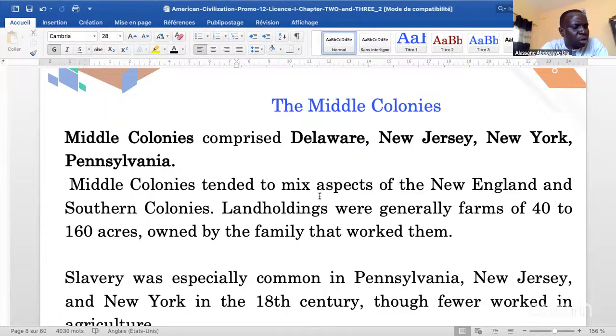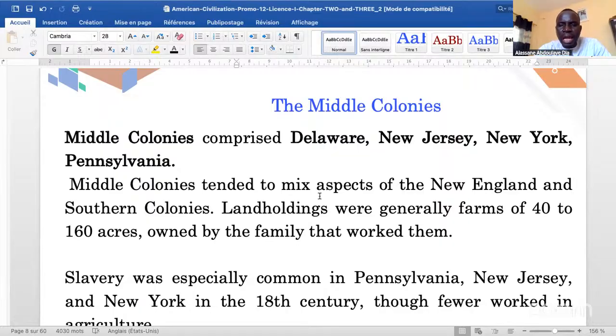So now let us talk about life in the middle colonies. The middle colonies tended to mix aspects of the New England and Southern colonies. Here, what does it mean? It means the middle colonies' way of life was a kind of mixture, a combination of the lifestyle in the New England colonies and the lifestyle in the Southern colonies. So it means they were not very particular.